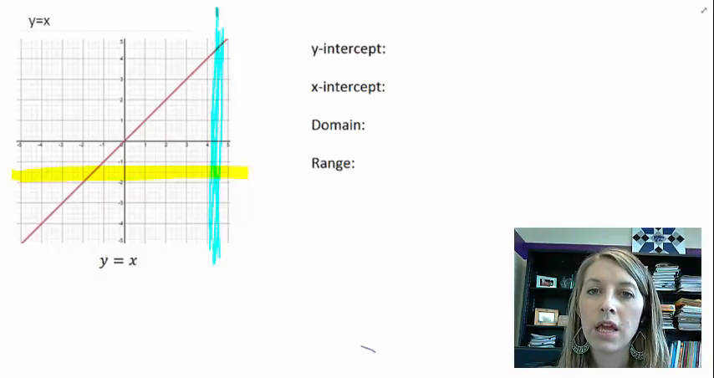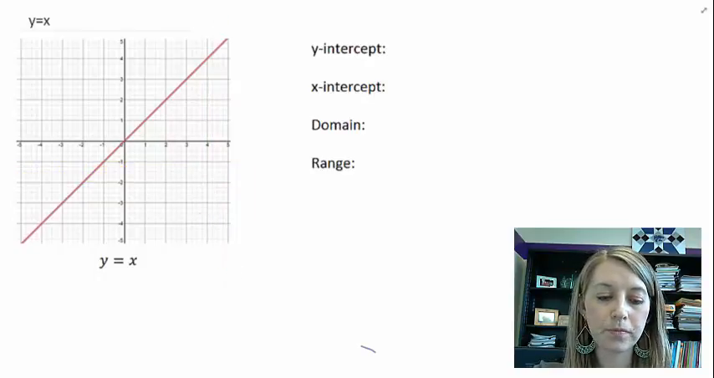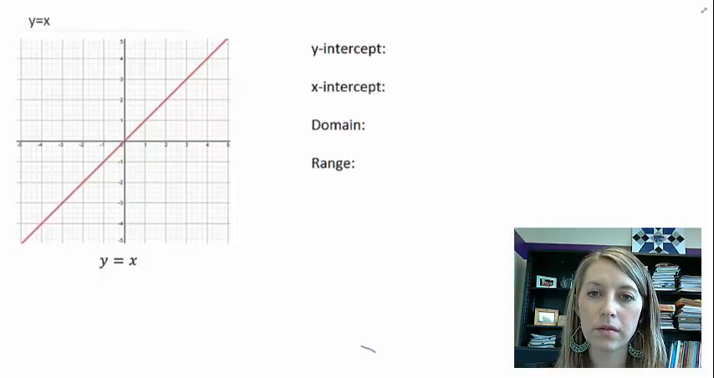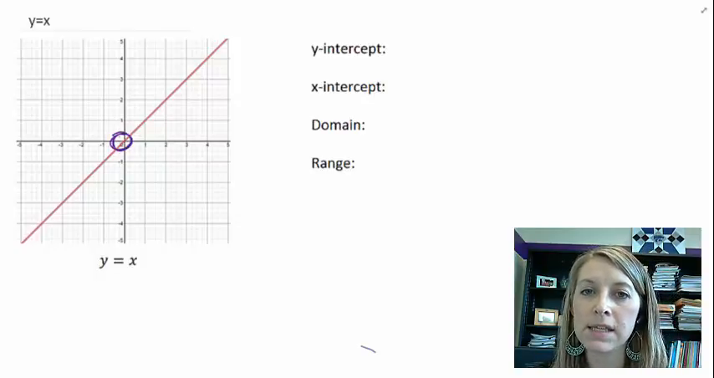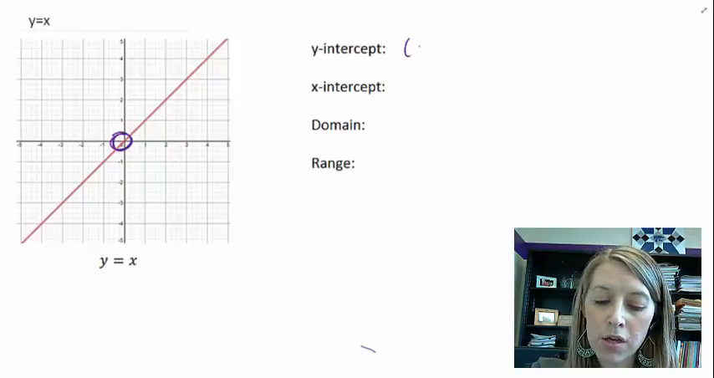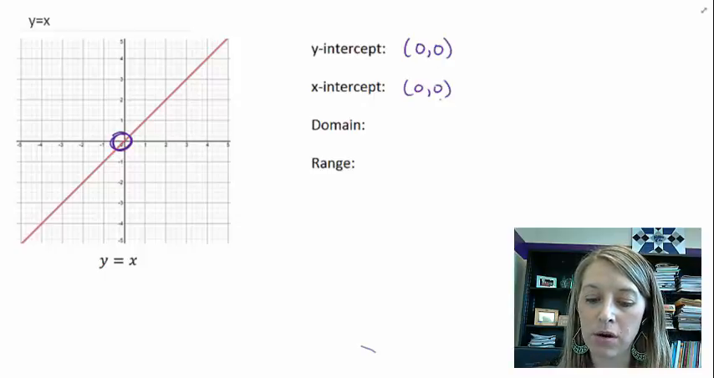And so, in this graph, I suggest that you pause the video and come up with these 4 things all on your own. All right, this intercepts my x-axis and my y-axis at the same place, which is the origin. So both my x-intercept and my y-intercept are 0, 0.